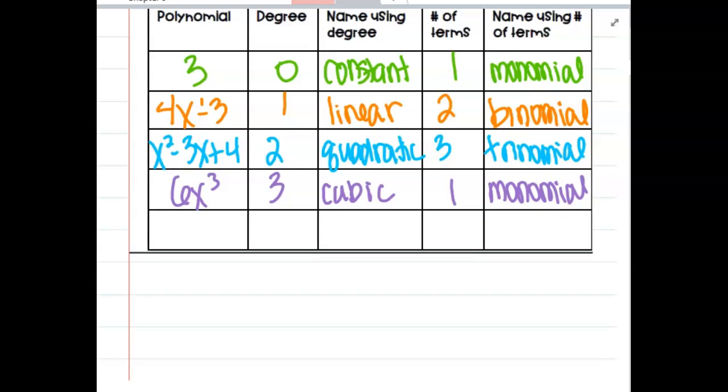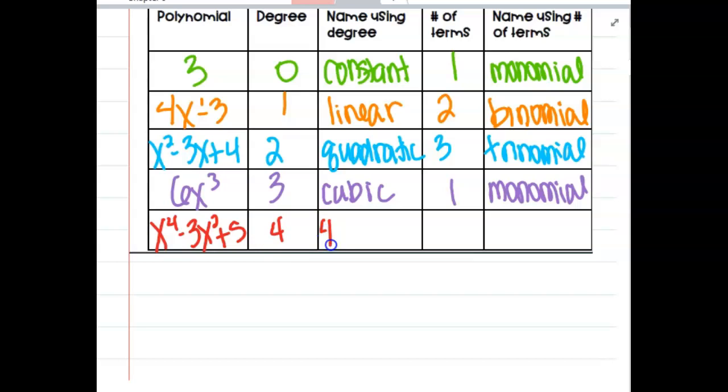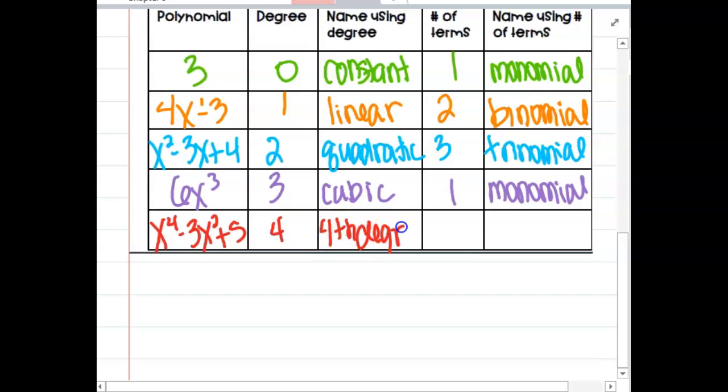Okay, and then the last one here. What if I have x to the 4th minus 3x squared plus 5? Now to find the degree, look for your highest exponent, which is the 4. So what would the degree of x to the 4th be? 4, yep. Now, anything higher than a 3, anything to the 4th degree, 5th degree, anything like that, there's no special name for it. It's just called the 4th degree. If it was a 5, it'd be a 5th degree.